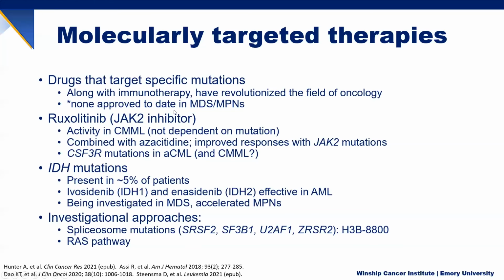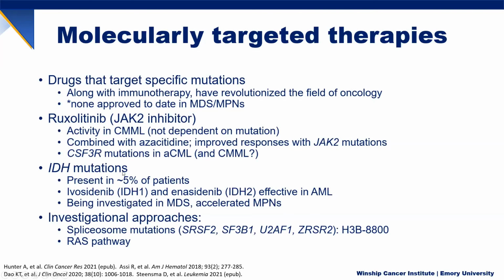So it targets that JAK2 gene and that pathway, which can be activated in this disease. And we did see in a phase 1/2 study, which was just published within the last couple of months, that there was certainly some activity seen in CMML patients, which did not depend on which mutation was there. It's also been studied in combination with azacitidine, one of those HMA drugs we've mentioned, in some of our MDS, MPN-U, and other overlap syndromes. And it did seem in that study that there were some improved responses with JAK2 mutations. And then lastly, these CSF3R mutations that I mentioned are mostly seen in CNL, but they can be seen in a small subset of patients with atypical CML, and then rarely in 5% or less of CMML patients, and does suggest a sensitivity to this drug as well.